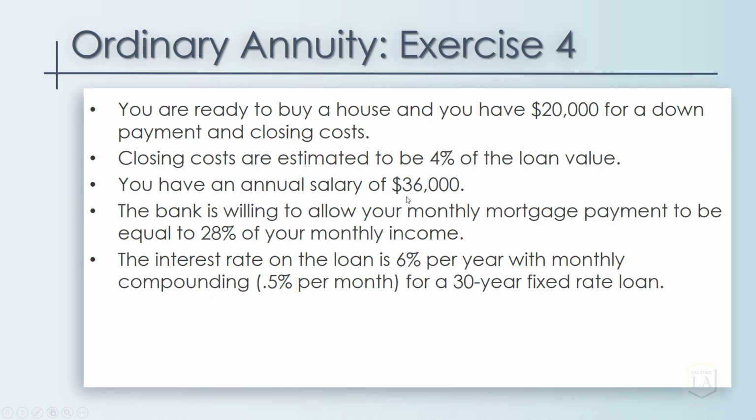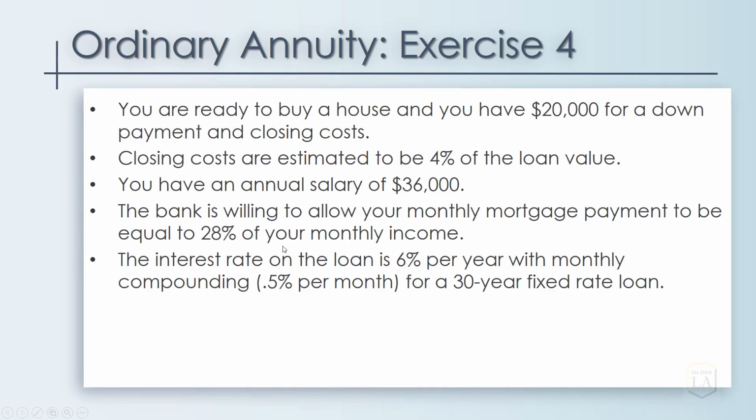You have an annual salary of $36,000. So that means $36,000 every year indicates every month you will be getting $3,000. Okay, that's your monthly income. And the bank is willing to allow your monthly mortgage payment to be equal to 28% of your monthly income. So out of your monthly income of $3,000, only 28% can be counted towards your mortgage payment.